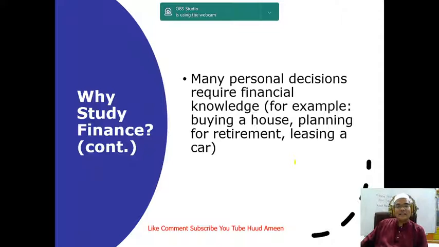Leasing a car, for example, you also want to lease, or you want to own your own car. Then how can you get a very expensive car nowadays? So you have to study finance, because you require a loan to get some asset for you.